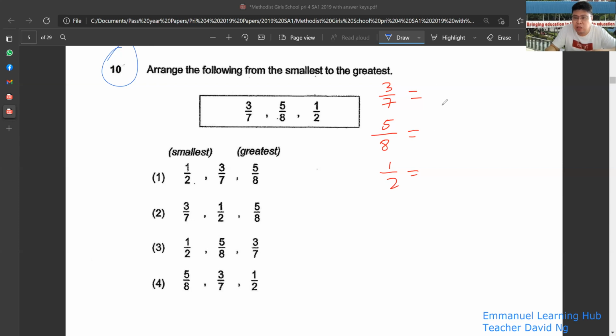So 7 and 8, 7 times 8 is 56. So the common denominator is 56. Does that make sense? Okay. 7 times 8 is 56, right? So 3 over 7 is how many over 56? 3 times 8. 3 times 8 equals to?